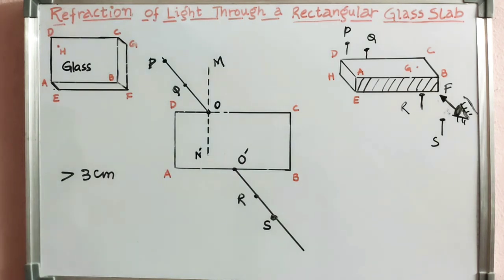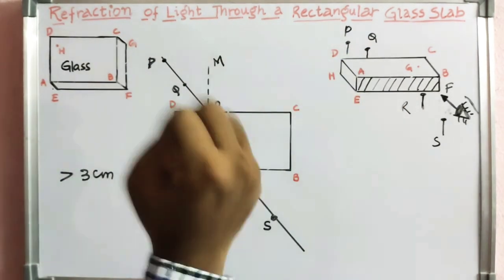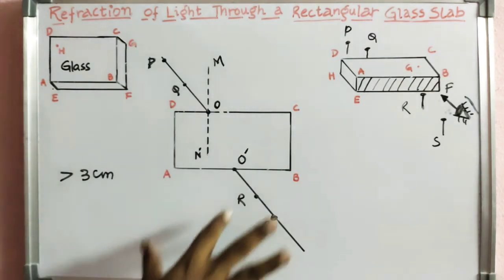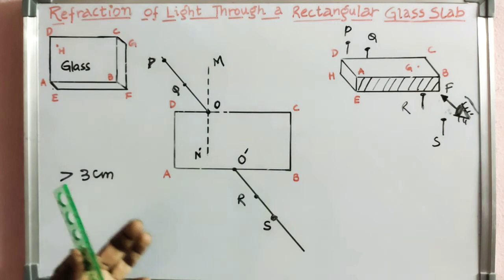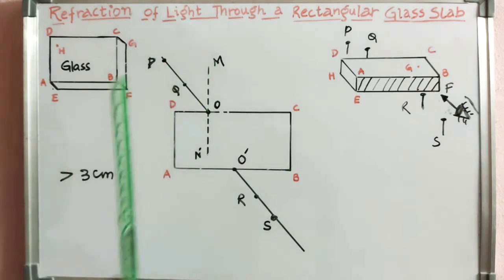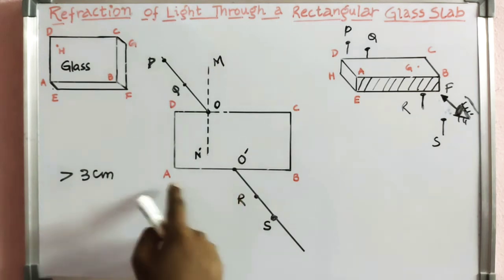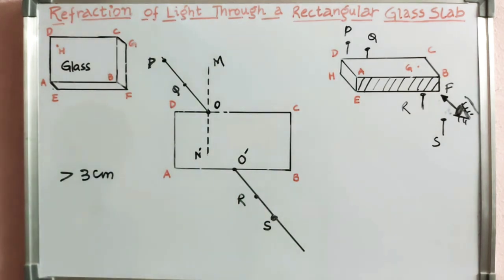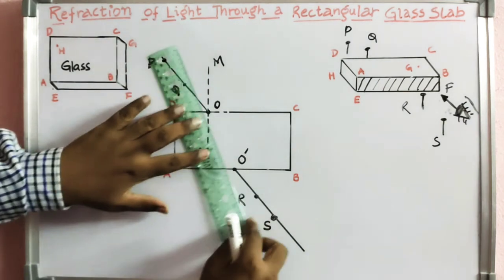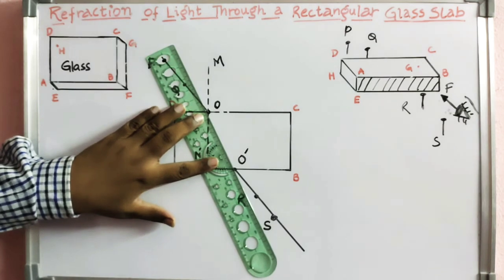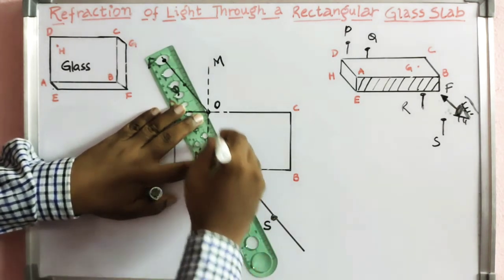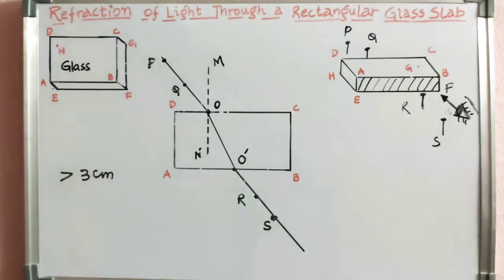What did we do? We removed the glass slab, we removed the pins, holes were there. Using pencil and scale, I have drawn a line such that it touches the side AB, clear? And that point I have written as O dash. Now join O and O dash, that's it. So almost 70% of the experiment is over, only 30% is left.